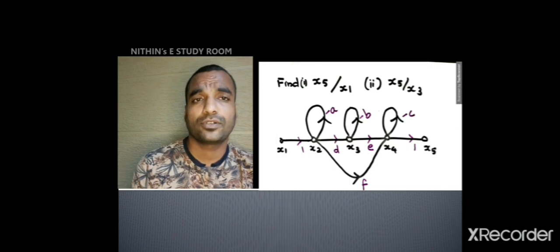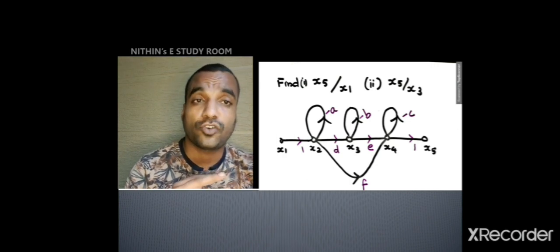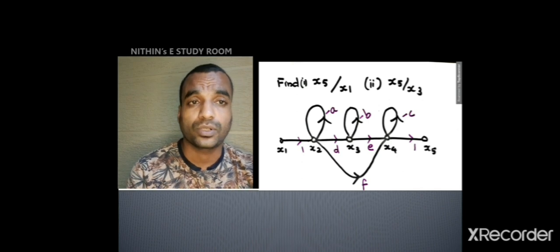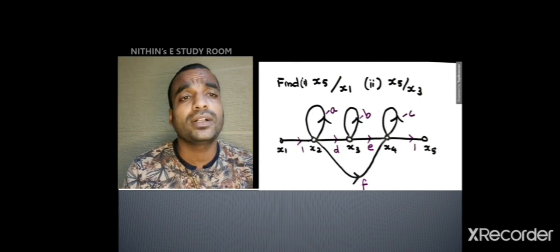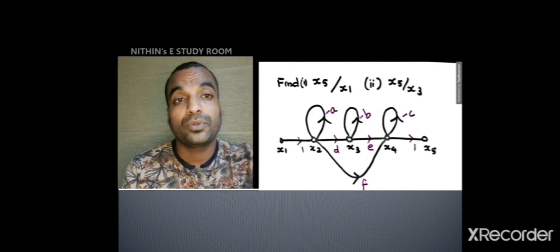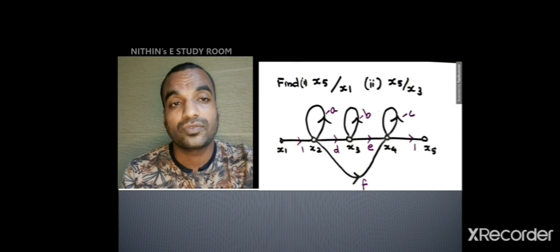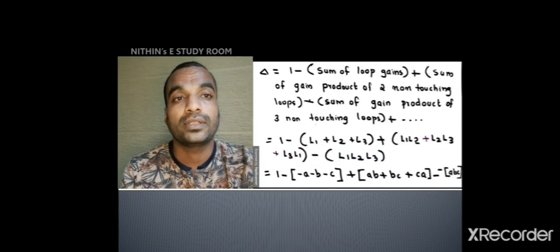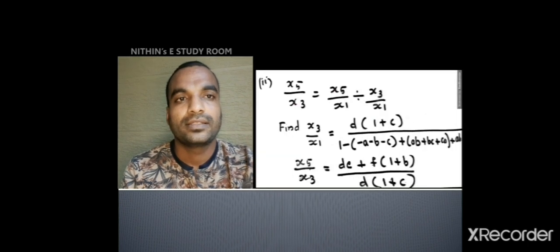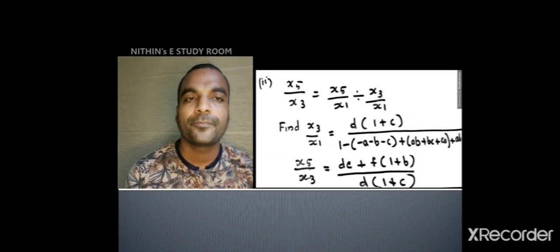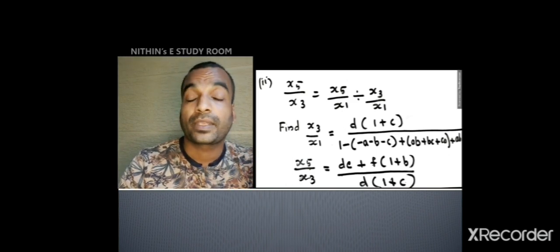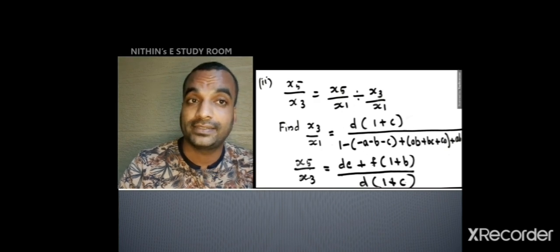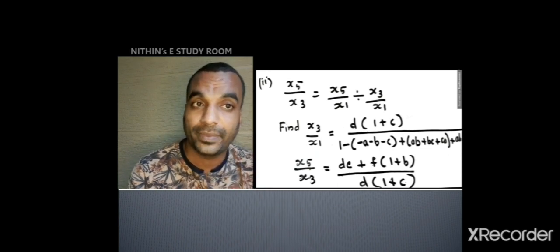What was the basic condition of Mason's gain formula? You can apply this formula only between an output node and an input node. You can convert any node into an output node, but you cannot convert any node into an input node. The input node is ideally only one node, that is x1. So you have to rewrite the equation in terms of x1. That is, x5 by x3 is nothing but x5 by x1 divided by x3 by x1, that is x5 by x1 into x1 by x3. So x1 will get cancelled and you will get x5 by x3.